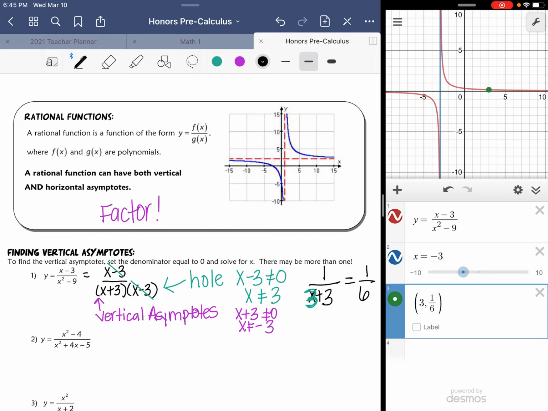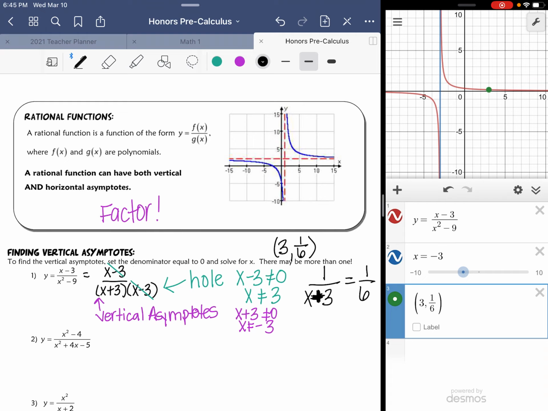Now, you're not going to actually be asked to find the point very often, but if you are, you can simply find it by plugging the hole's x value into the factored form. So I'll say that again. You're going to plug the hole's x value into the factored form. So when we factored this, we got 1 over x plus 3. We plugged in 3 and it gave us 1 over 6.